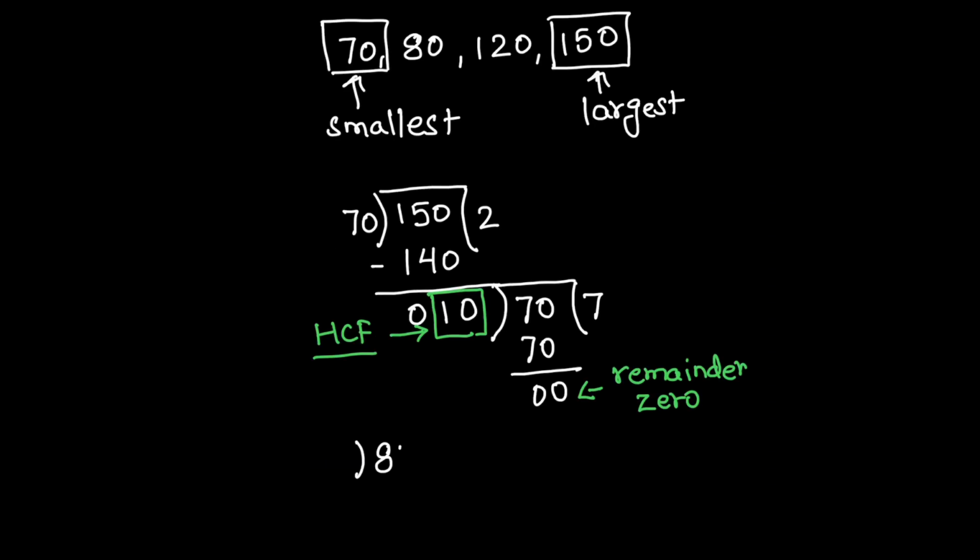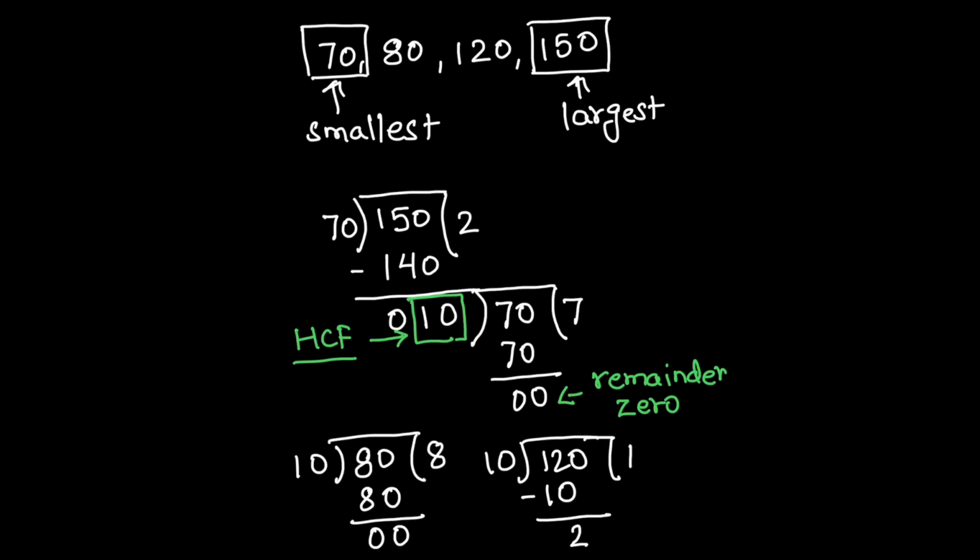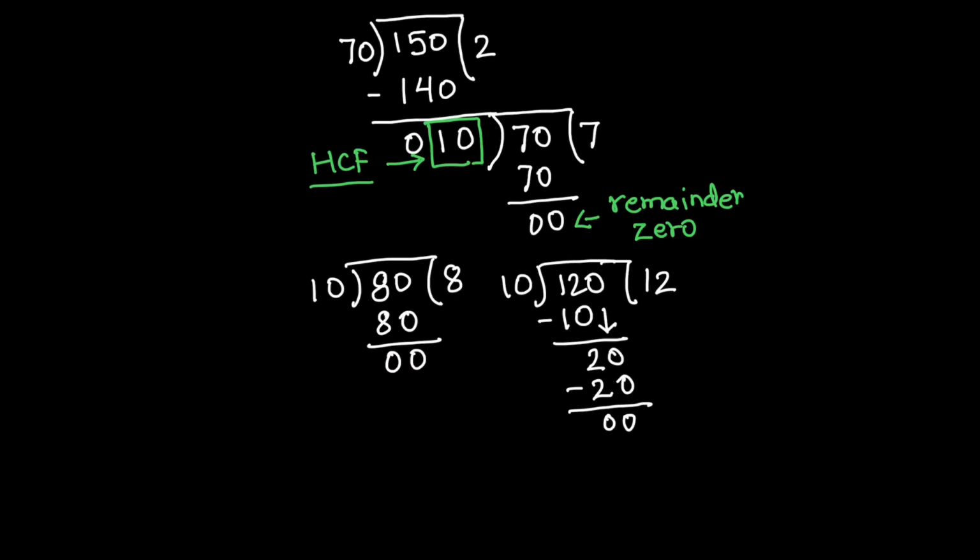First we'll divide 80 by 10. 10 times 8 is 80. So 10 is a factor of 80. Now we'll divide 120 by 10. 10 times 1 is 10. 2 will be the remainder, and we'll drop down 0, and 10 times 2 is 20. So the remainder is 0. So here we see that 10 is a factor of 70, 150, 80 and 120.